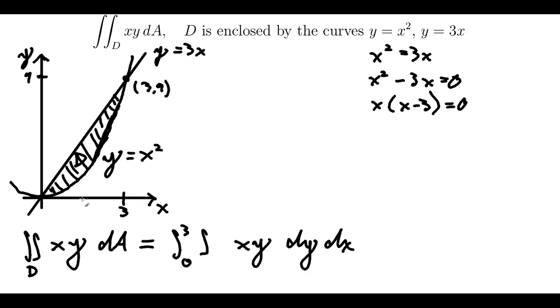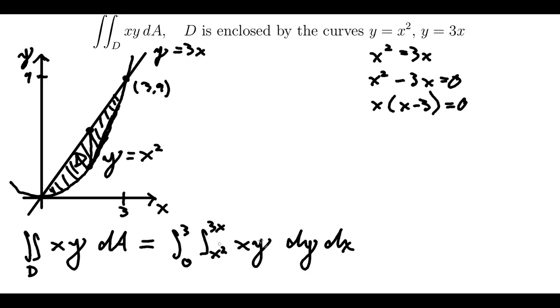And then for any particular value of x, choose any random point inside of here. You can ask yourself, what are the bounds on y? Well, the lowest point on y is on this curve, and then as we go up, the maximum value of y is on that line, which means the lower bound here is x squared, and the upper bound is 3x. And we have just set up this integral.